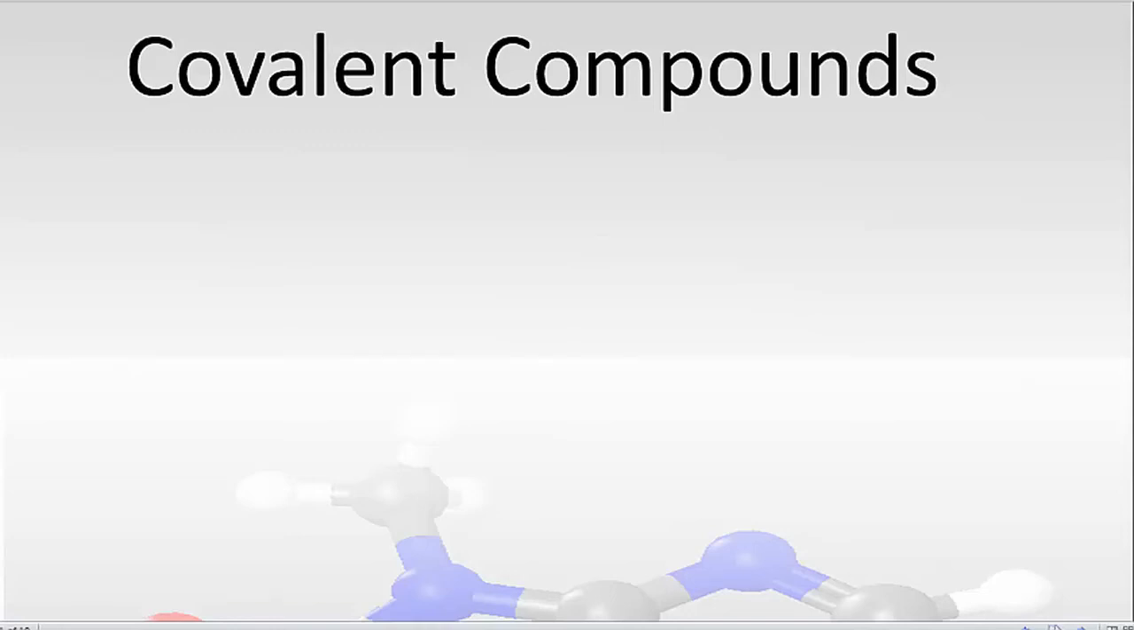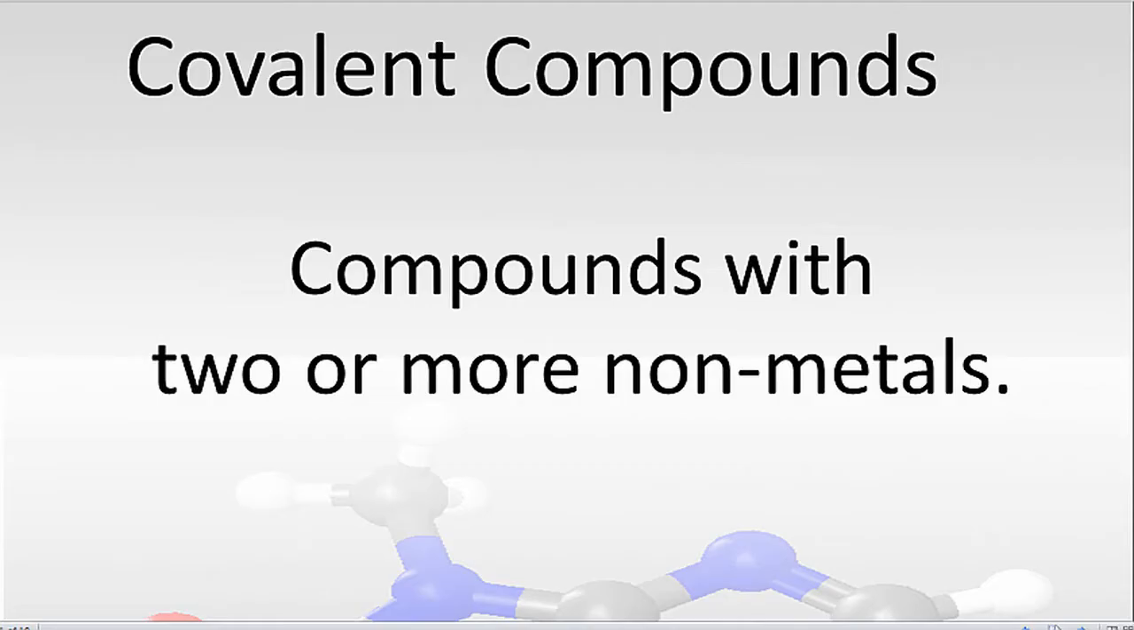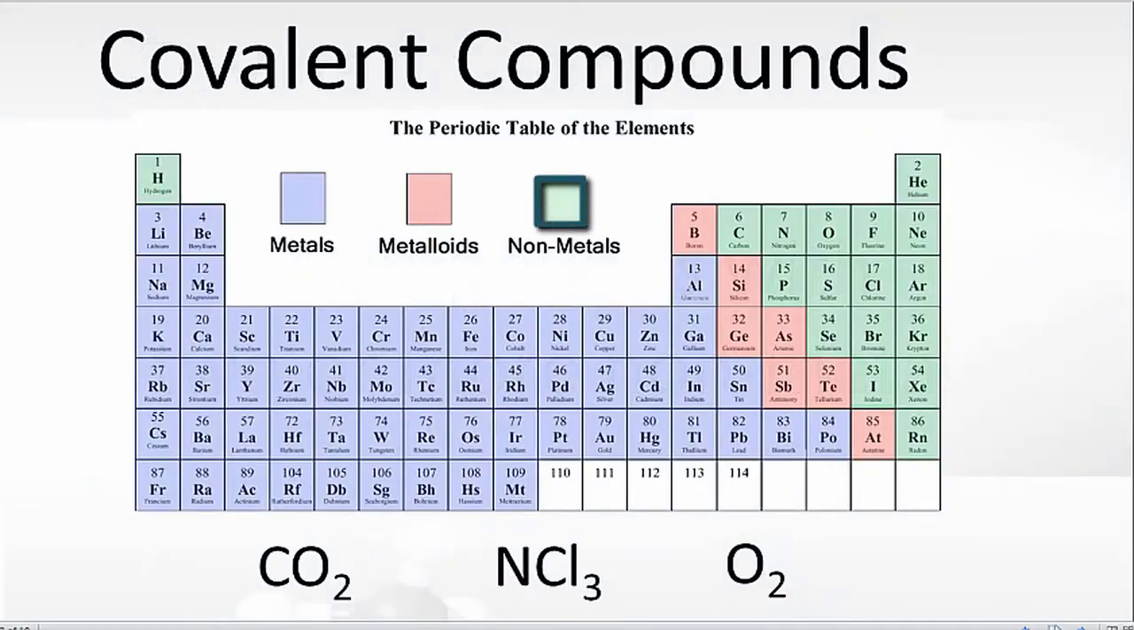So when we're talking about covalent compounds, we mean compounds where we have a nonmetal bonded to another nonmetal. And we can use the periodic table to identify these nonmetals. So, for example, a covalent compound would be something like CO2, NCl3, or O2. In each case, we have two or more nonmetals bonded together.